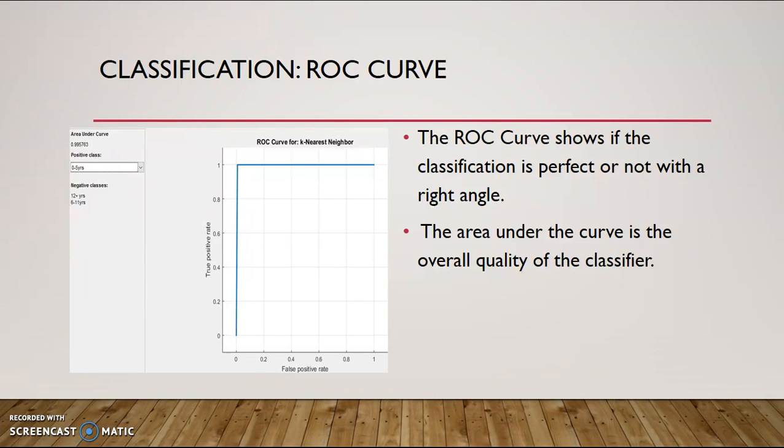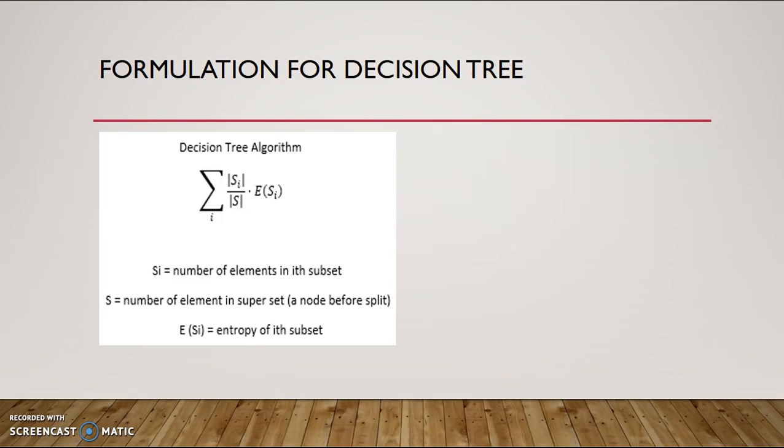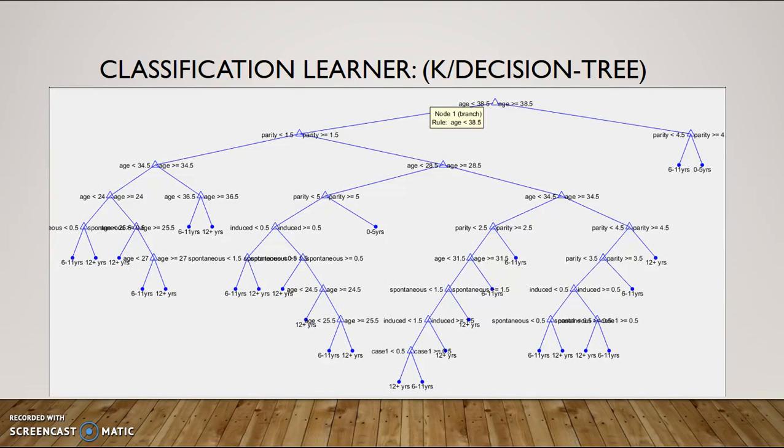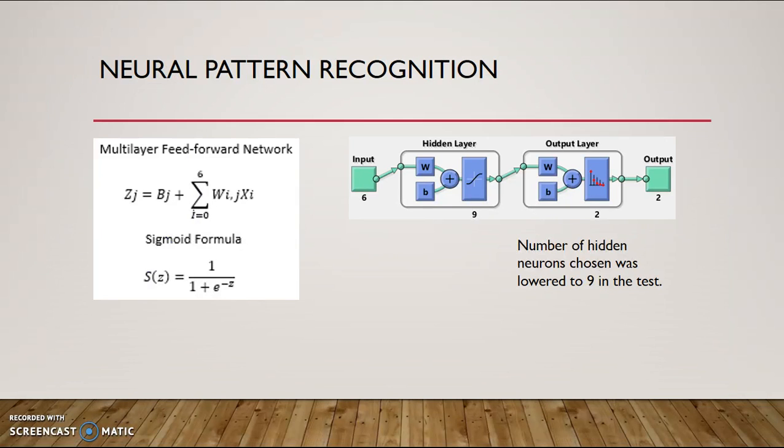Then here's the ROC curve that we looked at earlier. The area under the curve is the overall quality of the classifier. Perfect classifying is a right angle. This is the formulation for the decision tree that we're about to show you right now. So here it classifies them by age, parity, then age again, parity, then induced, spontaneous, and at the end of each broken out branch you can see where they fall in the years of education in the decision tree.